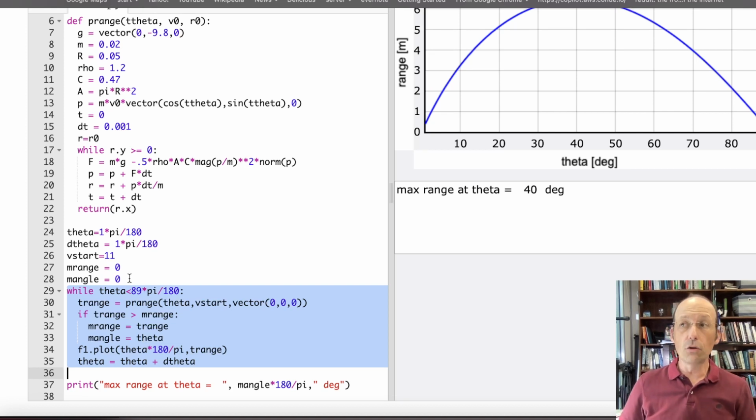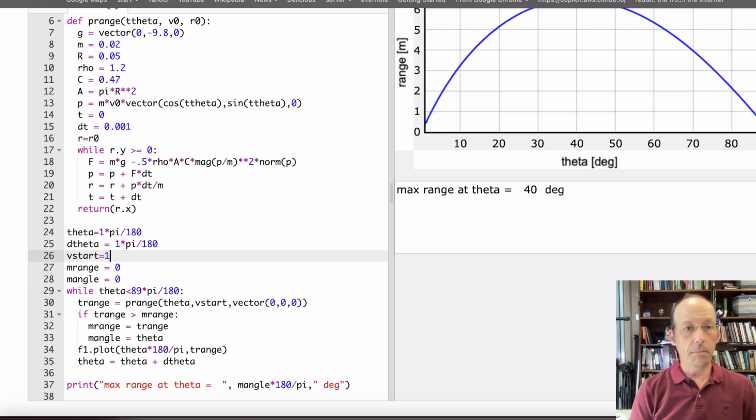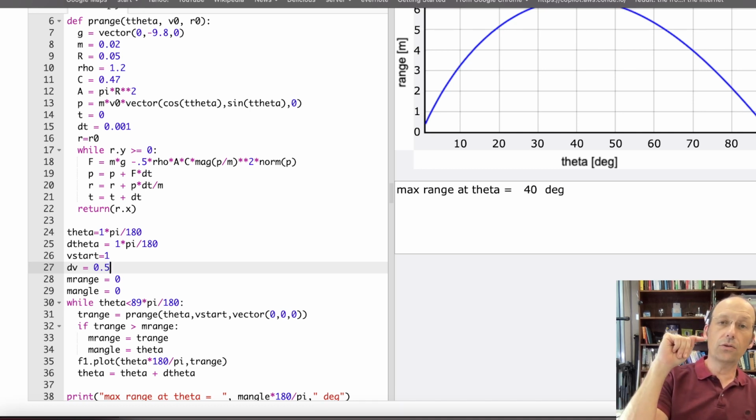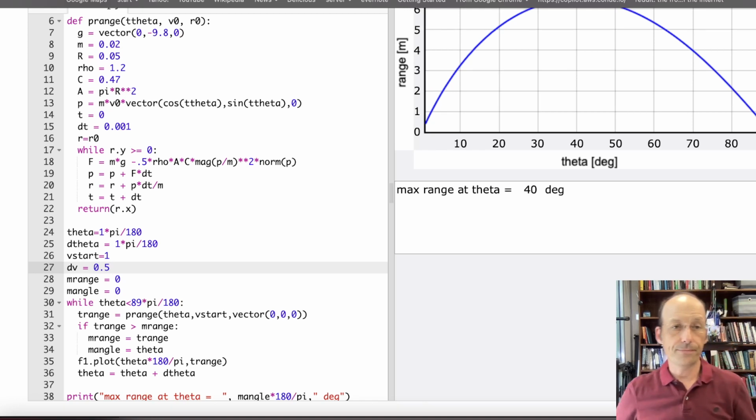So what I'm going to do is make a loop inside of a loop. I'm going to start with a velocity of 1 meter per second, and I'm going to have dv be 0.5 meters per second. So I'm going to launch it at this velocity, and I'm going to find the max range. And then I'm going to plot that angle and the velocity. So I want to have the max range angle versus launch velocity. And then I'm going to increase the velocity and do it all over again.